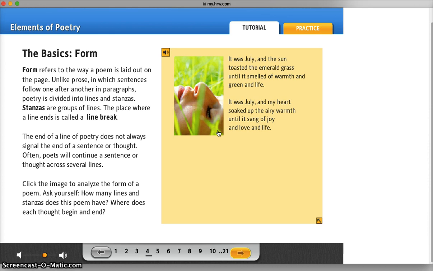So lines are very simple. They start, and then where they end, that is the line. Right here after sun is a line break. Here's your second line, third, fourth. You have a big space here, so that also is your hint that that's the end of the stanza, the group of lines. So in this one, we have 4 lines in one stanza. We have a second stanza of 4 lines.